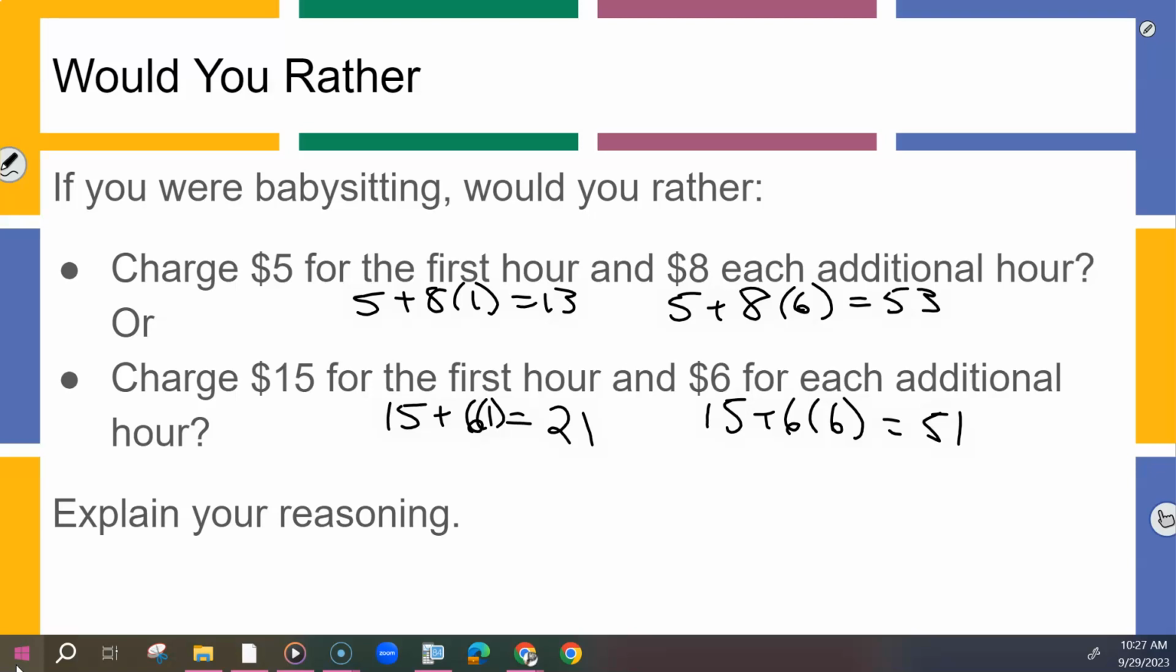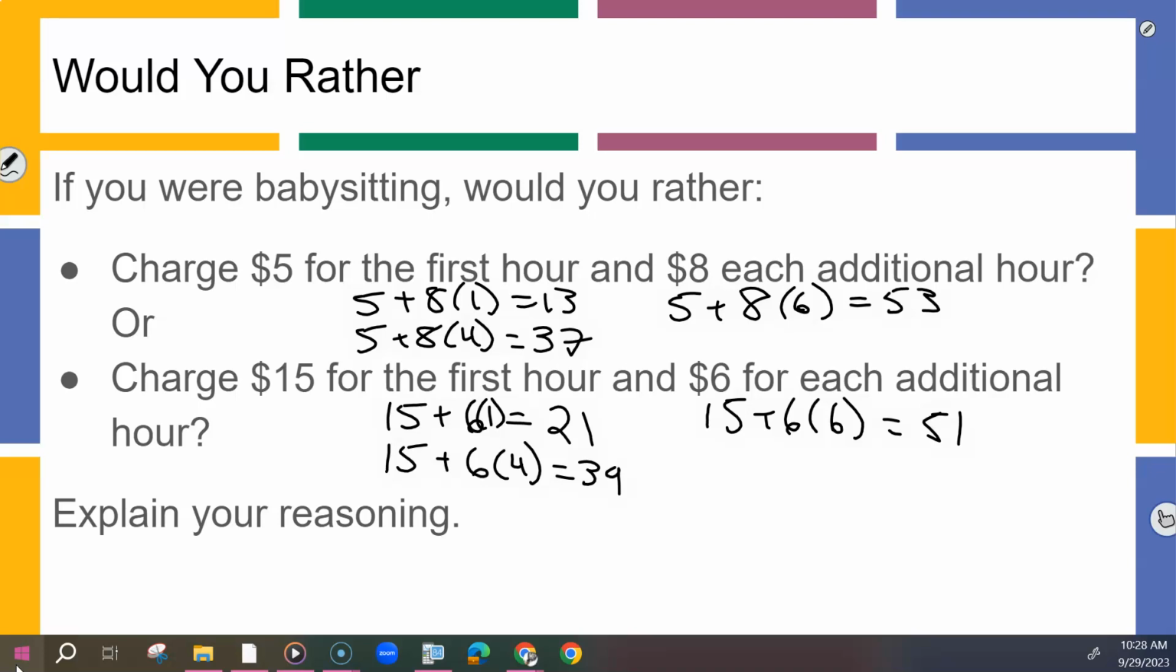Oh, okay. So for 4 hours, right? So if you do first 5 plus 8 times 4, you would only get 57. But if you do 15 plus 6 times 4, you get 39. So it looks like this is the winner for lower amounts of time, maybe like a date night, short amount of time. But if you are watching them for like the parents went to work or something, 6 to 8 hours, you may be looking at something like this because this will eventually get you more money. So it depends on how long you're babysitting for and to get more money.